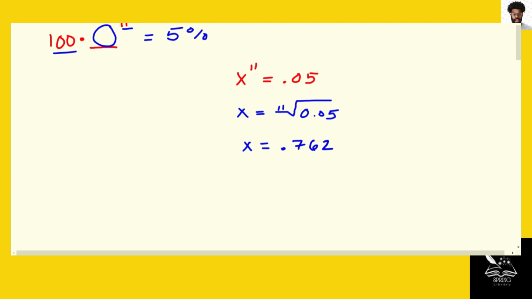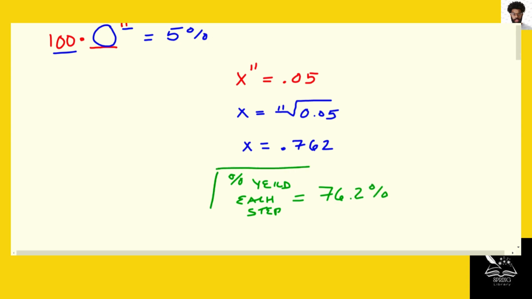So what does this tell us? What does this value tell us right here? This value tells us that our percent yield of each of the steps, so our percent yield of each step, has to equal 76.2% in order for our final percent to be 5.